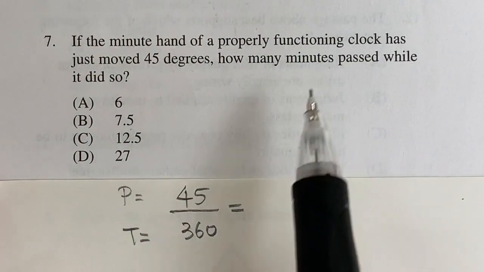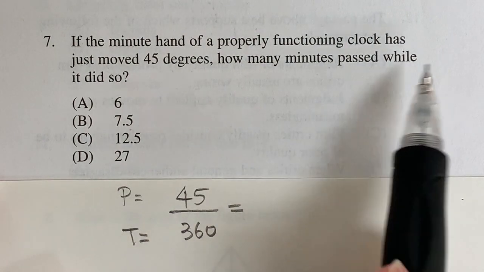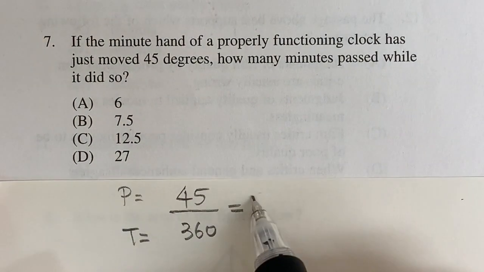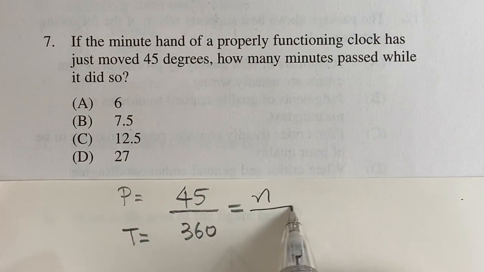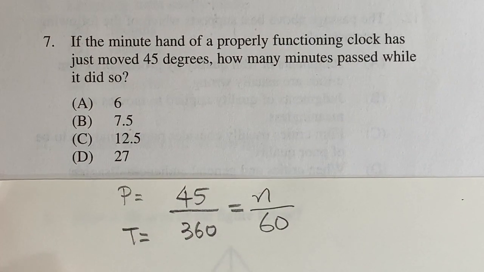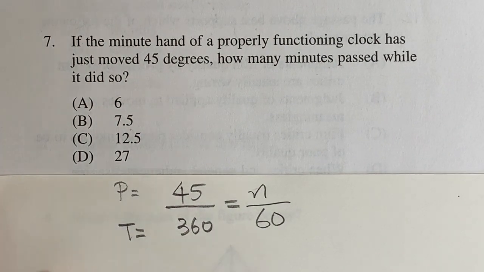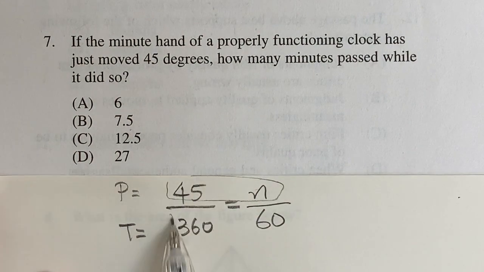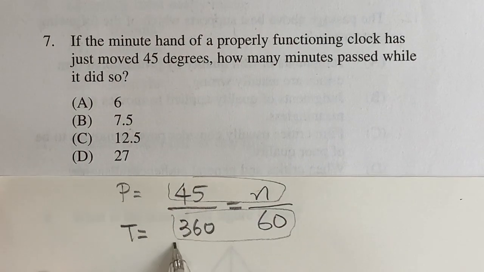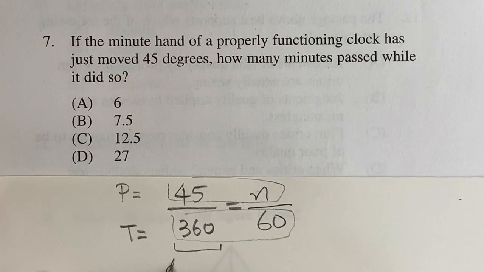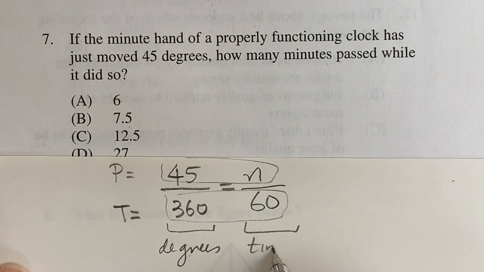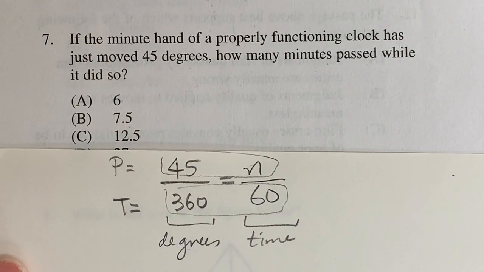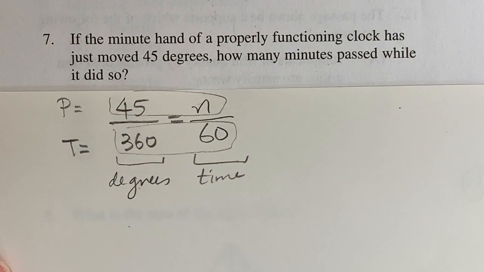So what are they asking? How many minutes has passed? So minutes is what I need to know, the part of the minute that has passed. I'm going to put a total of 60 minutes. Okay, so this is a proportion question. Remember, you have to have parts on the top and total on the bottom, the first one being degrees, and the second one has to be time. So once this is set up, then you can just cross multiply and find the n.